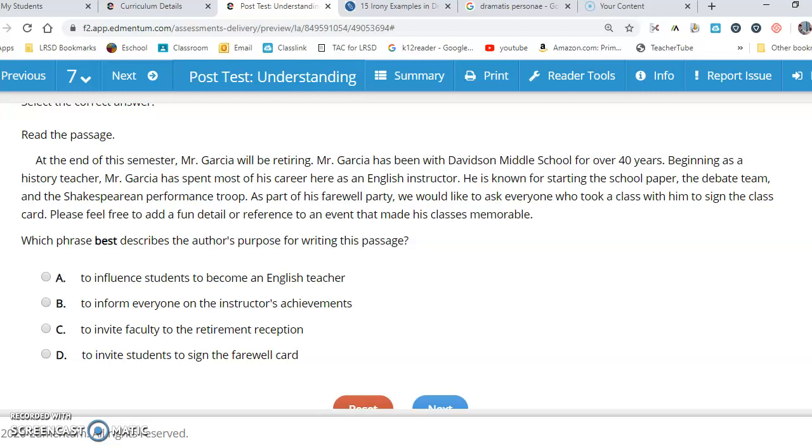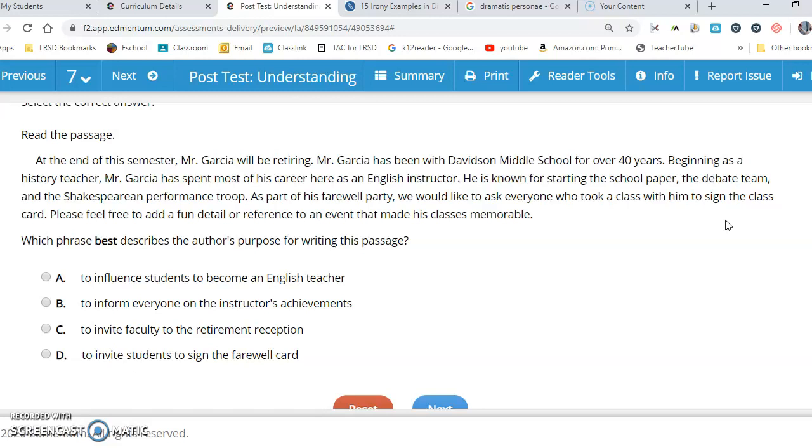Which phrase describes the author's purpose? Was it to influence teachers to become an English teacher? No, there's nothing in there that would give us any indication that he was trying to get us to become an English teacher. Was it to inform everyone on the instructor's achievements? Well, that is part of it because it talks about him being an English instructor and he worked there for 40 years, and the things that he did. But that was not the main purpose of this passage.